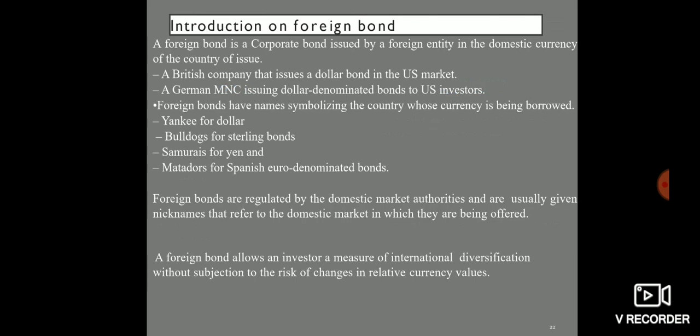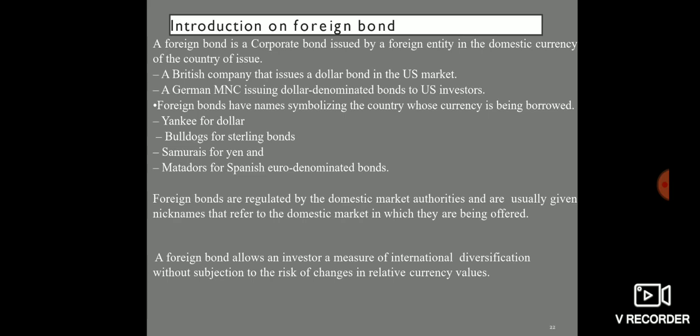A foreign bond is a corporate bond issued by a foreign entity in the domestic currency of the country of the issue. Do not confuse foreign bonds and Eurobonds. For example, if a US company issues its securities in US dollars in the Indian market, that is called a Eurobond. But if the same US company issues its bonds in the Indian market in Indian rupees, then it is called a foreign bond.